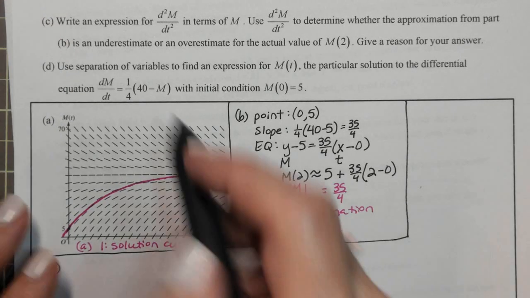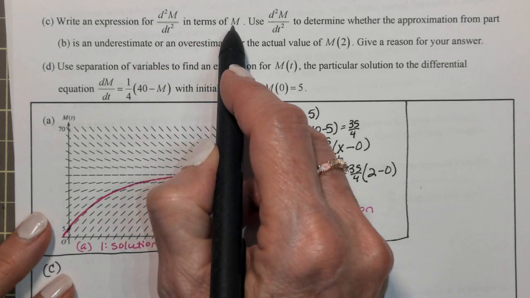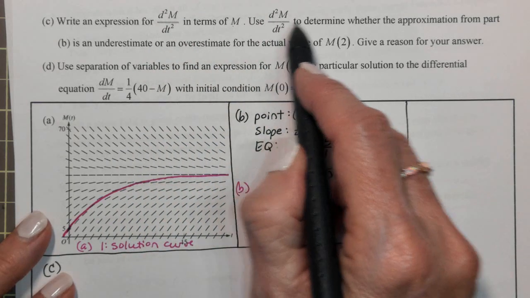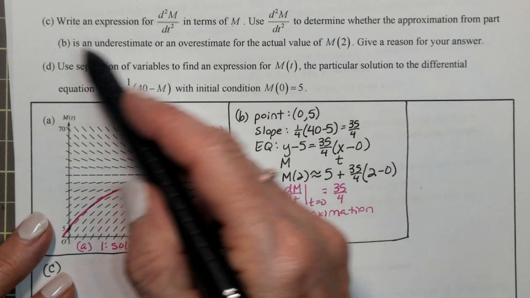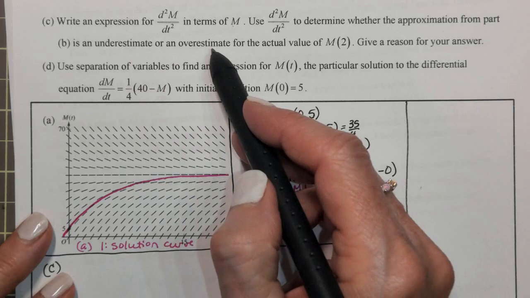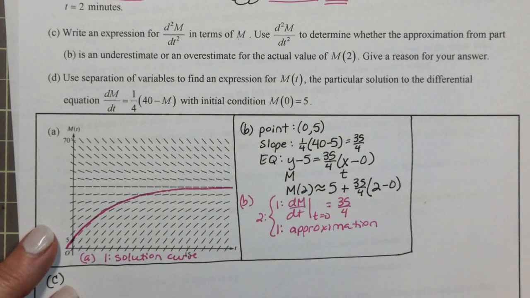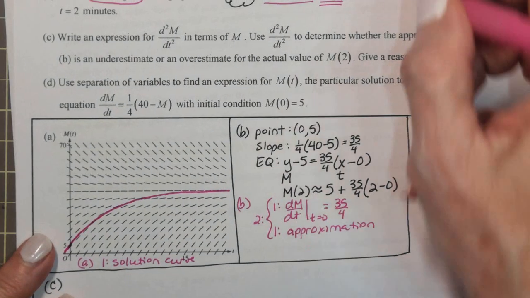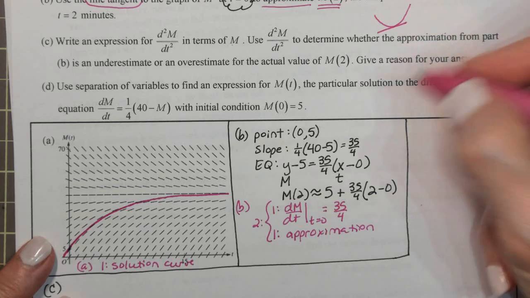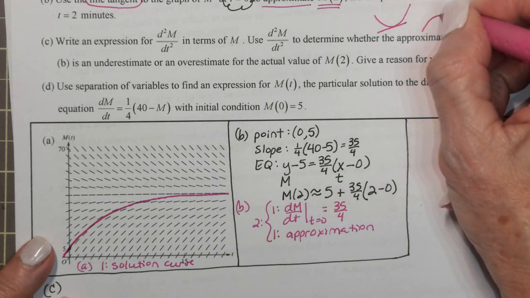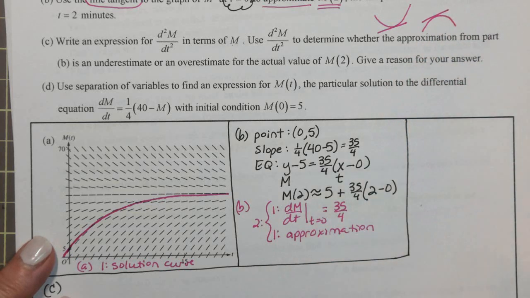Write an expression for the second derivative in terms of m, and then use it to determine whether our tangent line approximation from part B is an overestimate or an underestimate of the actual value of m of 2. The second derivative is going to give us concavity. If our curve is concave up, a tangent line will give an underestimate. If our curve is concave down, the tangent line will give an overestimate.